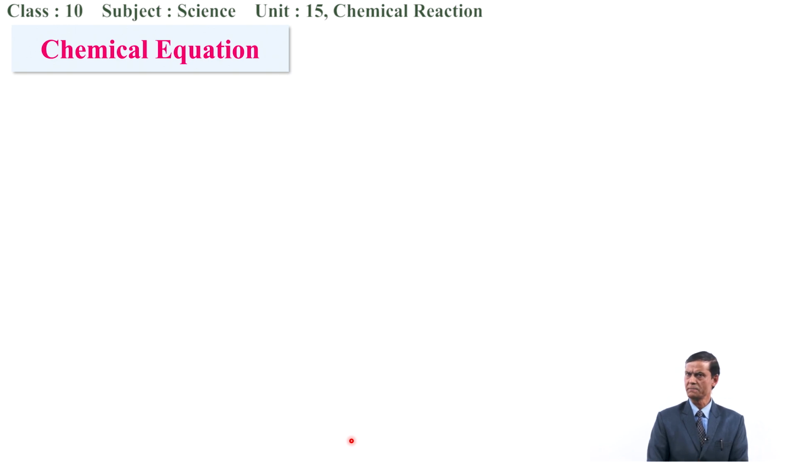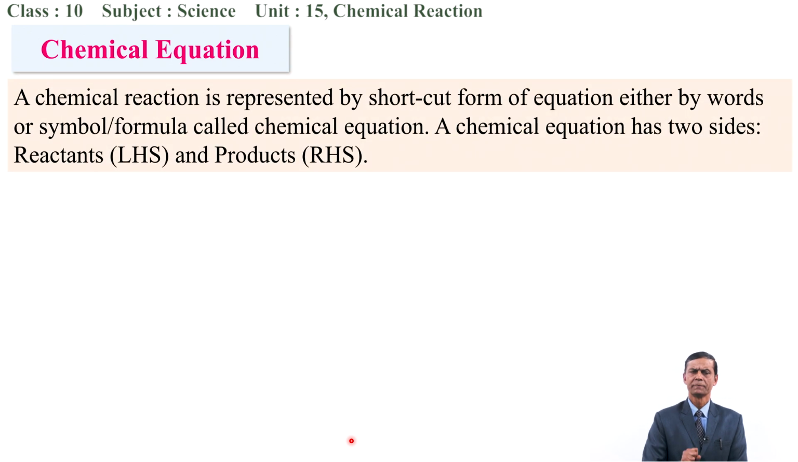Let's discuss chemical equation then. We have understood what is chemical reaction. Chemical reaction involves chemical change, isn't it? But what is a chemical equation then? Do you know? A chemical reaction is represented in a shortcut form of equation, either by words or symbols or formula, called a chemical equation. An equation has two sides, left hand side and right hand side. What is there on the left hand side and right hand side then? Yes, a chemical equation has two sides, reactants on the left hand side and products written on the right hand side.